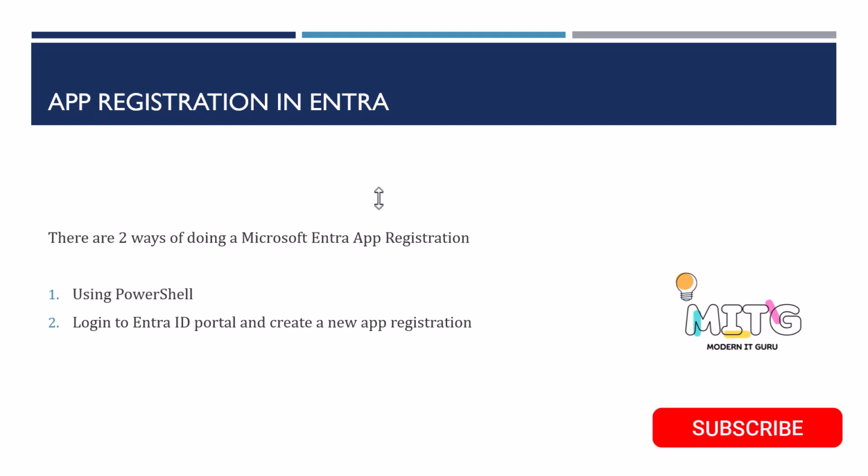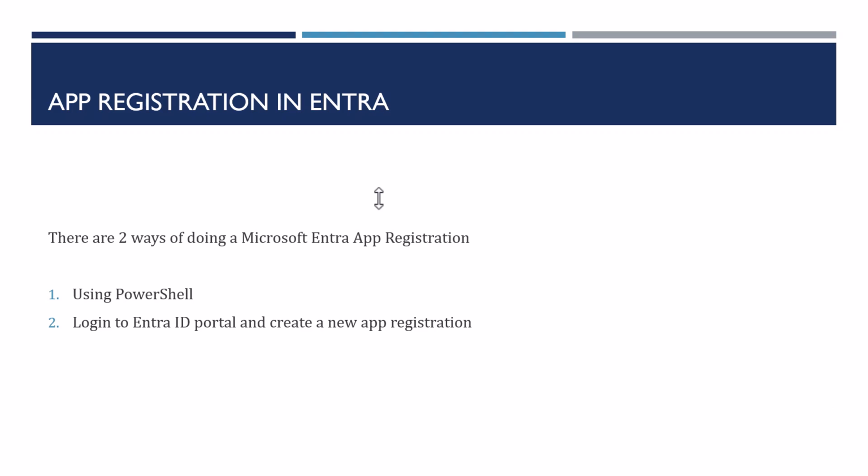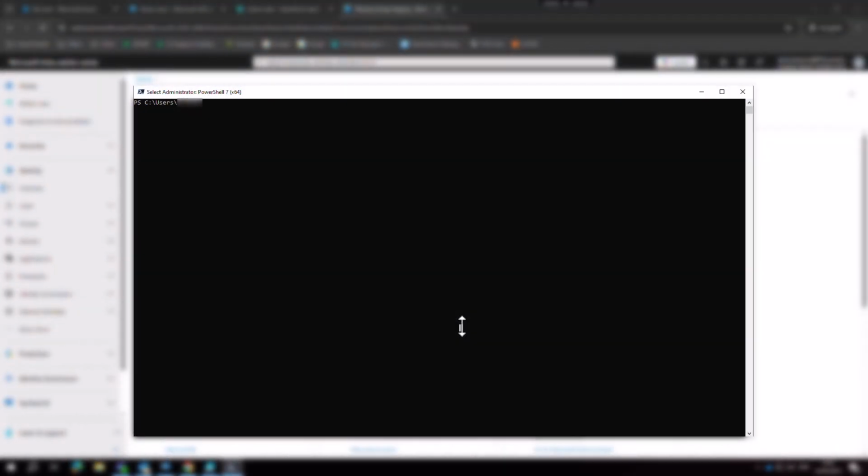There are two ways of doing a Microsoft Entra App Registration. One way is to do it using PowerShell. Another way is by logging into the Microsoft Entra ID portal and creating a new app registration. Let's look at how we can do it in both scenarios. So let's look at method 1, using PowerShell.